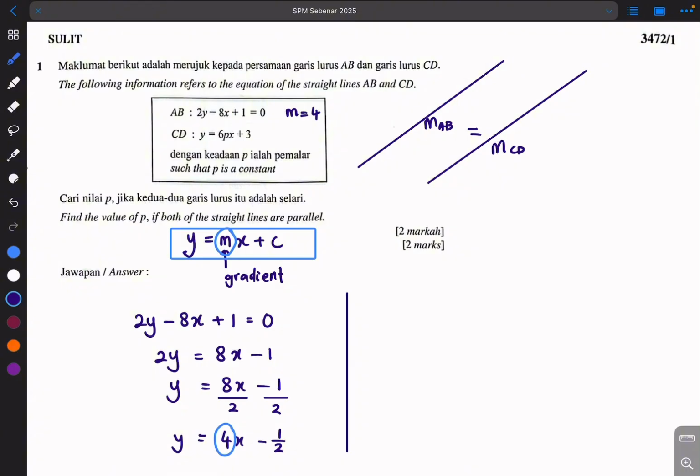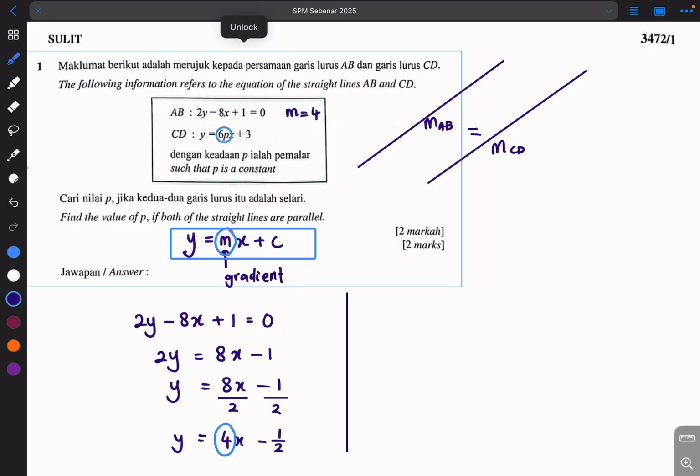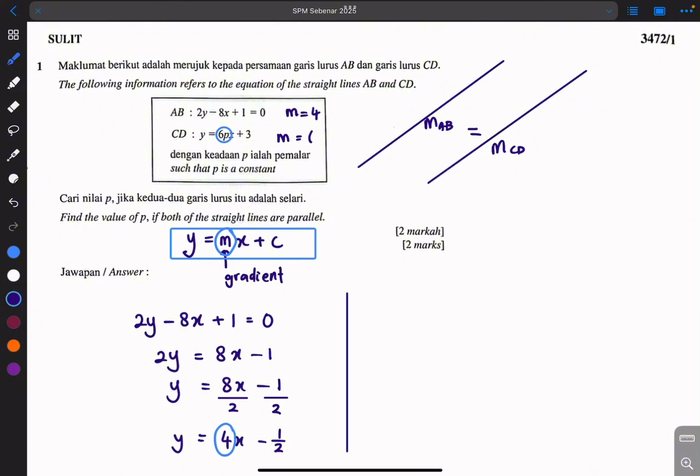Okay. The next one is already given in the general form. So the gradient is just the coefficient of x here, 6p. So we can write m is 6p. And since we know the gradients are the same, 6p equals 4. So p will equal 4 over 6, which is 2 over 3. So p is 2 over 3. That's it.